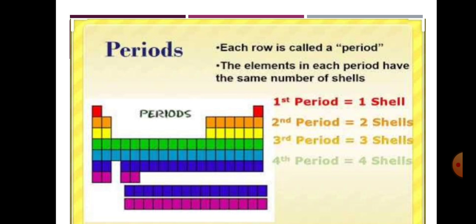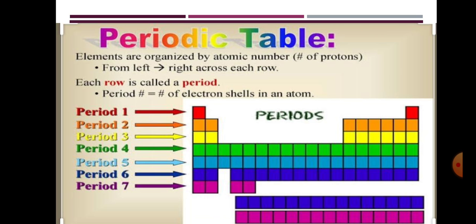So in the first period the shell is the K shell, in the second period the L shell, in the third period the M shell, and in the fourth period the N shell. Means K, L, M, and N. And we know that the K shell can accommodate 2 electrons, the L shell 8 electrons, the M shell 18 electrons, and the N shell 32 electrons. Then we can proceed to the periodic table.